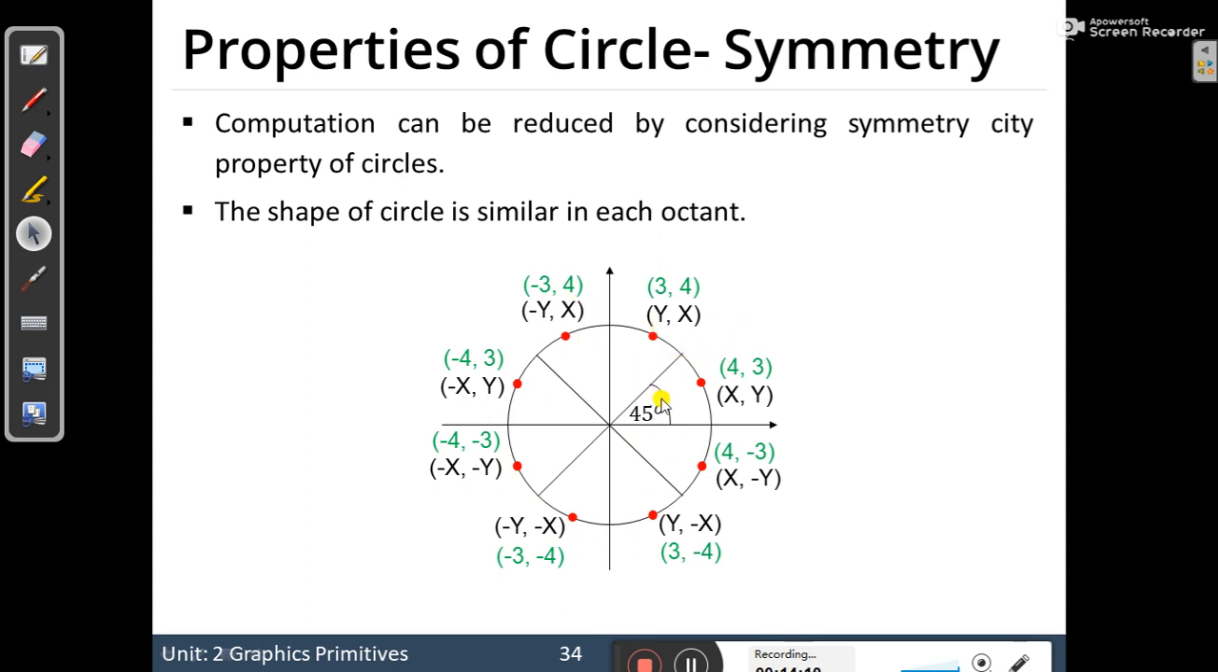So if we can calculate this part, somehow we can invert or transform that part here, and here, and here. So by calculating this much only, we can achieve the full computation. In that way we can reduce the computation.